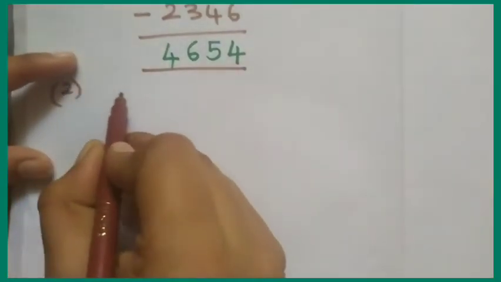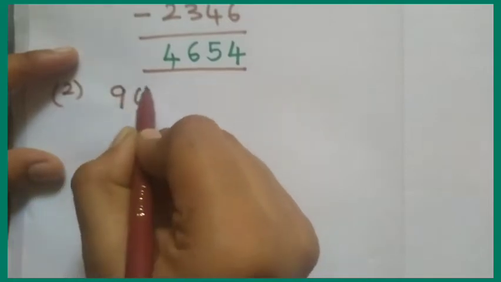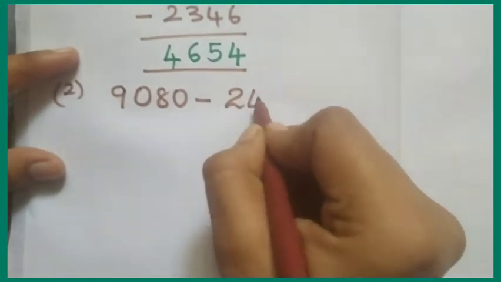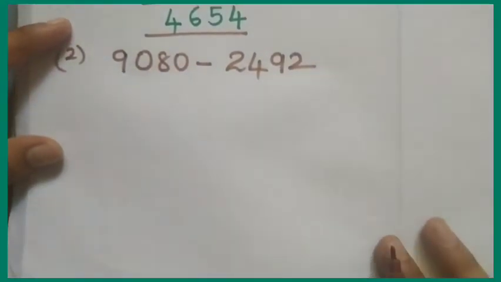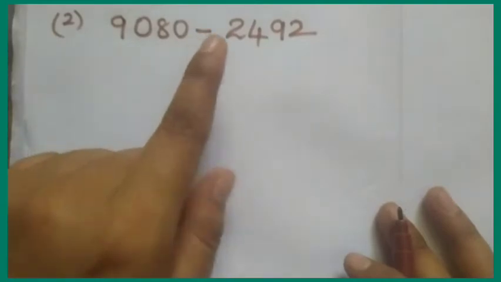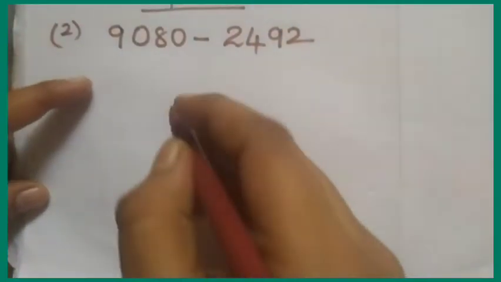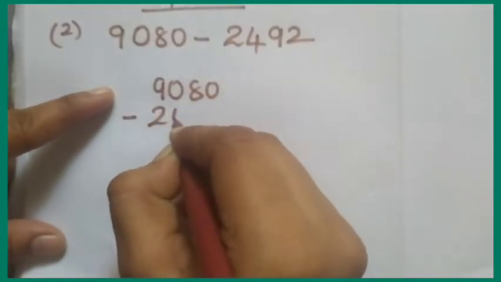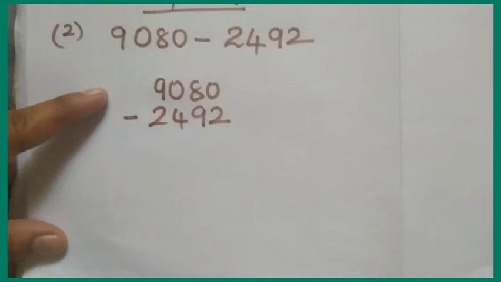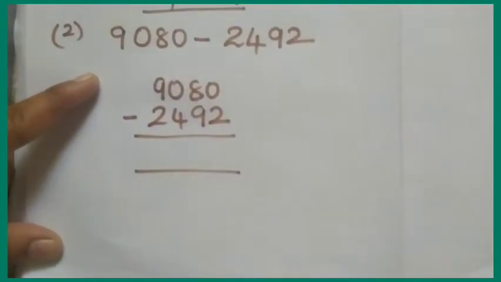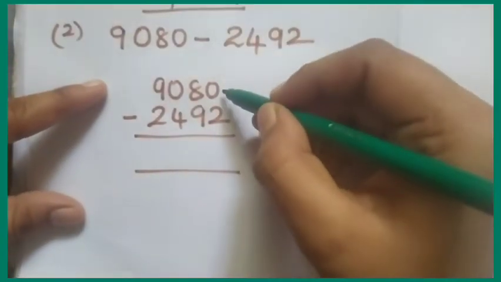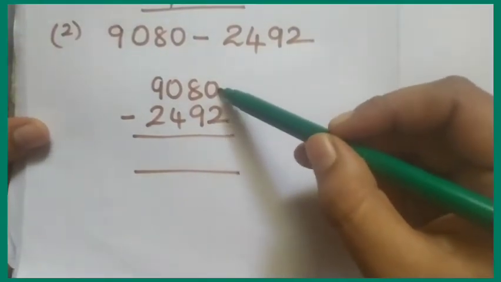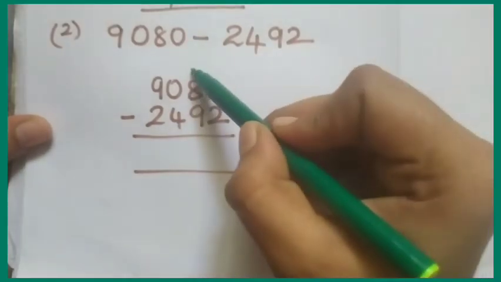For example, 9080 minus 2492. Now we'll write 9080 minus 2492. Always we have to start from the ones place. What is the digit in the ones place? 0. Can we subtract 2 from 0? No. So we have to take a borrow.